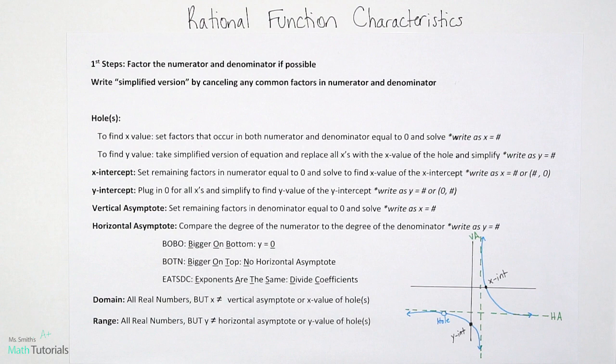I'm Miss Smith. In this video, we're going to be talking about rational function characteristics. By the end, you're going to be able to look at a rational function equation and say: are there any holes? What is the x and y intercept? Are there any vertical or horizontal asymptotes? And also be able to state what is the domain and range of that rational function.